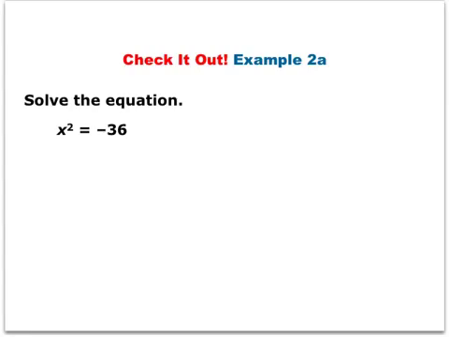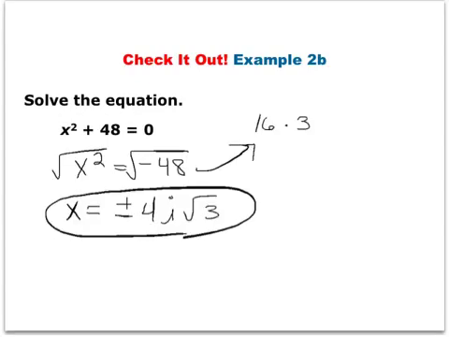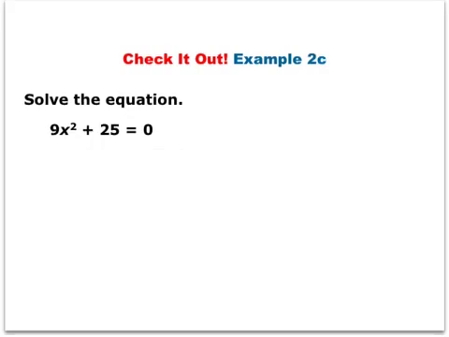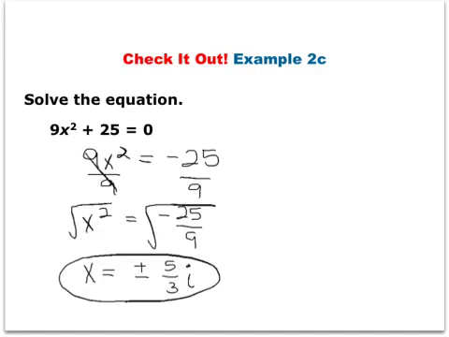Try this one on your own. Push pause. Okay, next one. Push pause. Okay, that one I had to figure out what the perfect square was. That's a factor of 48. And once I did, the answer was... Okay, last one. Push pause, please.